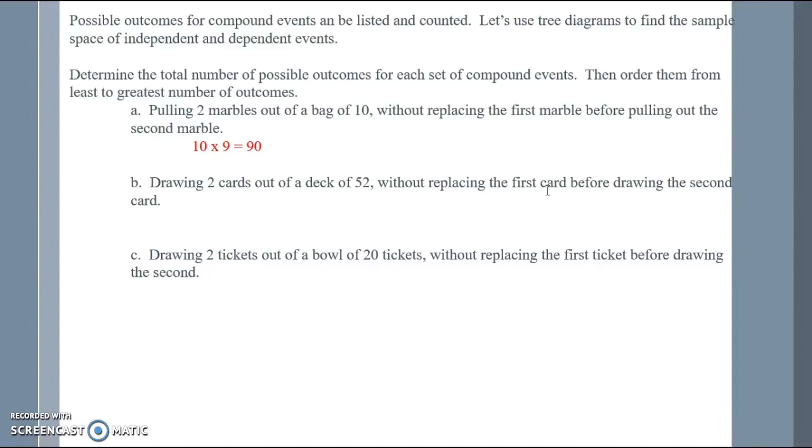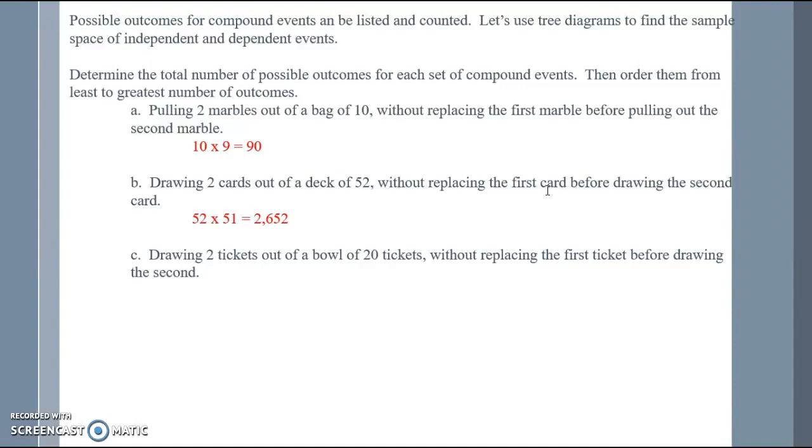So because these are dependent events, I have 10 marbles that I started with, and then because I didn't put it back, now I only have 9 marbles for my second choice, so a total of 90 choices altogether. Drawing 2 cards out of the deck of 52 without replacing the first card before drawing the second. So I have 52 cards to start with, but then when I take one out, I only now have 51 cards. So total, I have 2,652 options.